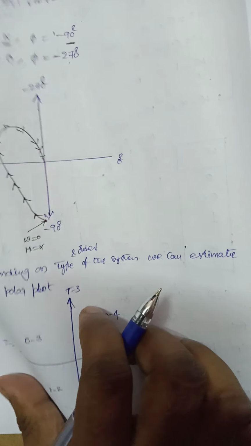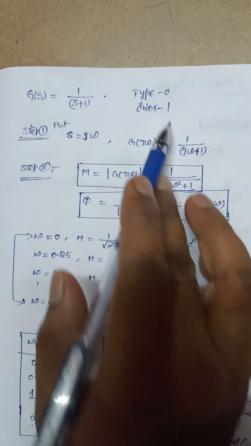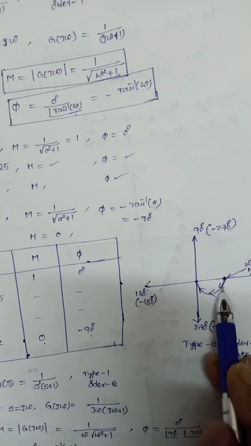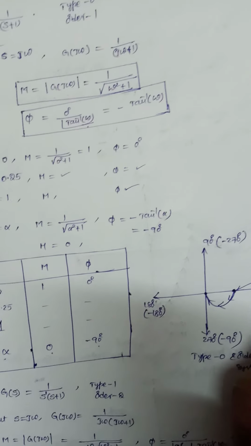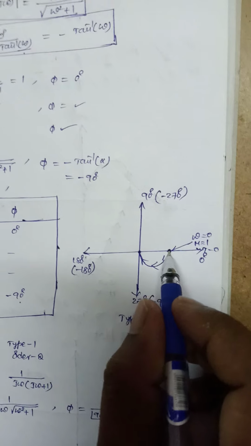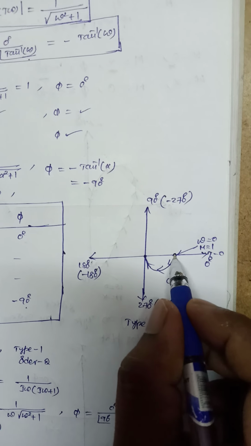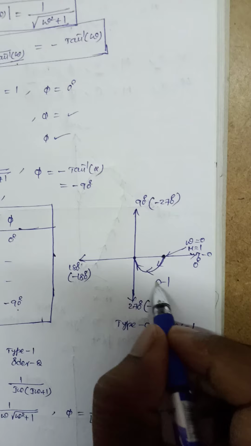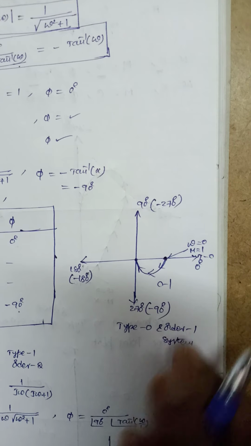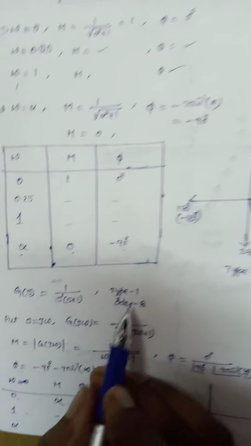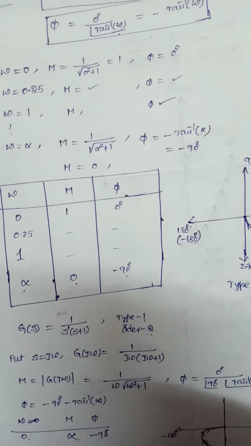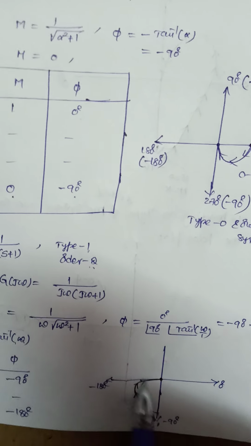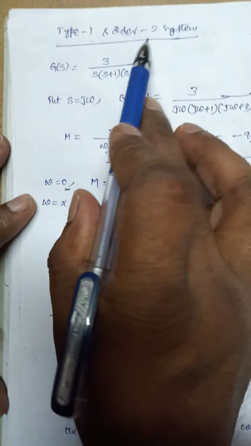So you see, in the previous problem, for type 0 and order 1 system, it is a type 0 system and it is order 1. So the starting point will be, for type 0 system it will start here, and for order 1 system it will end in this coordinate. Next one, type 1 and order 2 systems, you see this is a type 1 and order 2, it is order 2 in this coordinate.